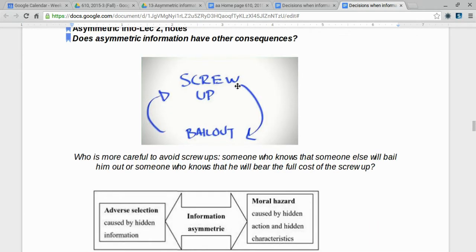Now, the beginning pictures: screw up, bail out, leads to screw up, bail out. Who's more careful to avoid screw-ups? Someone who knows that someone else will bail him out, or someone who knows he will bear the full cost of the screw-up?